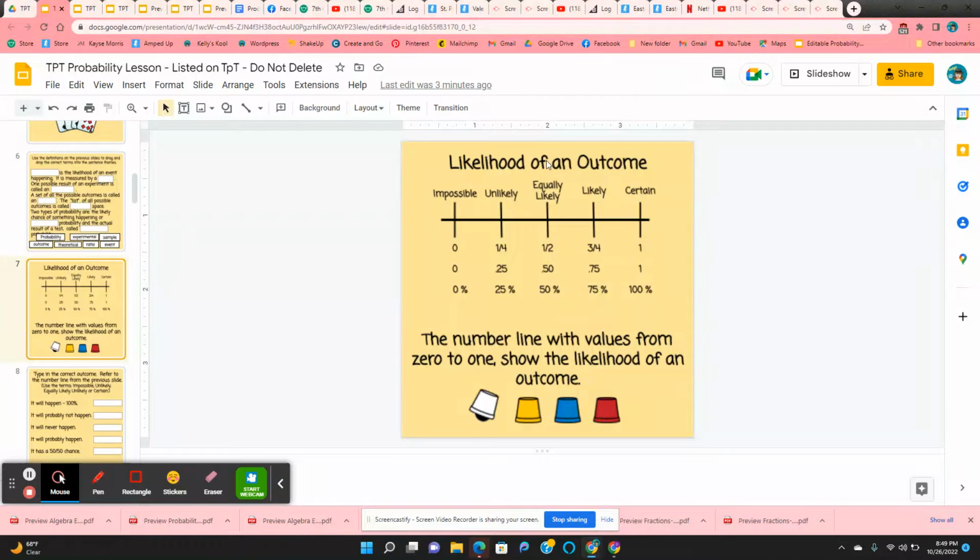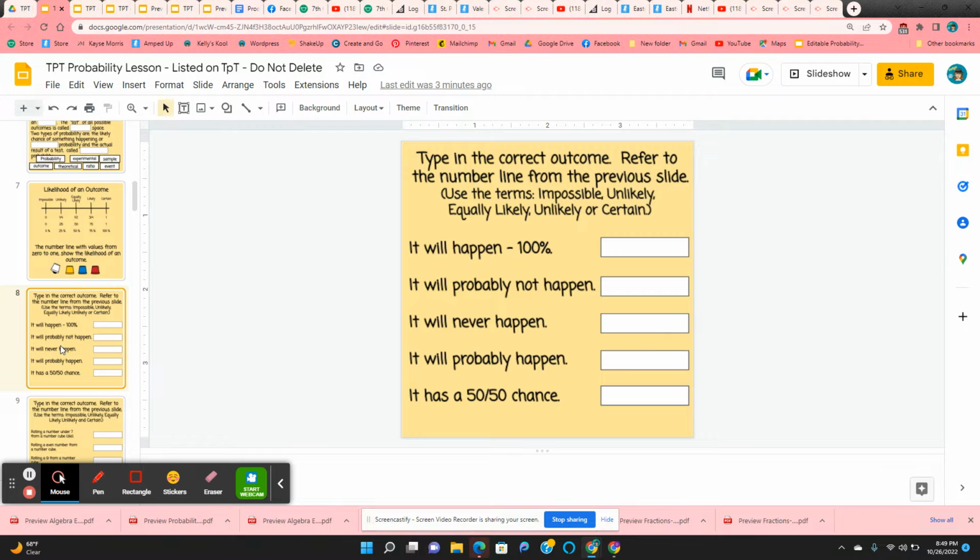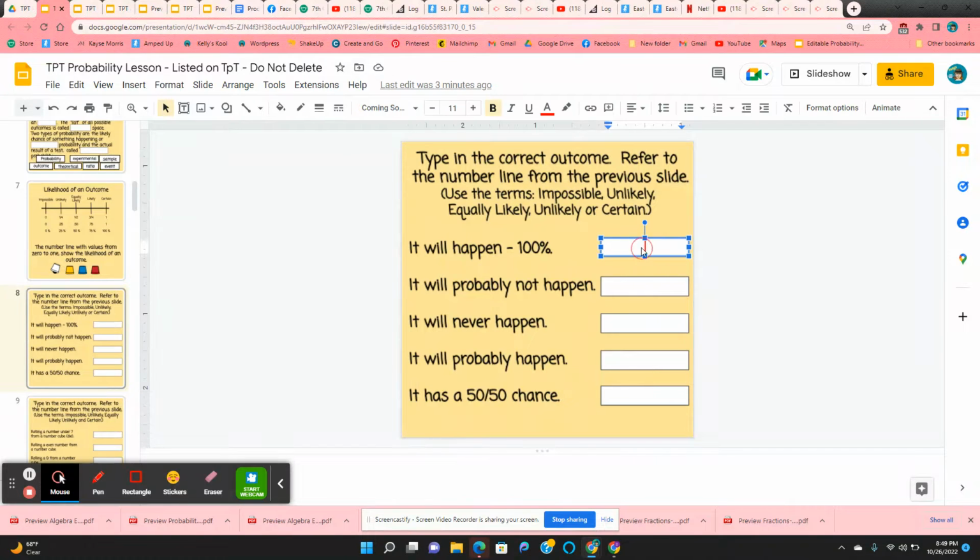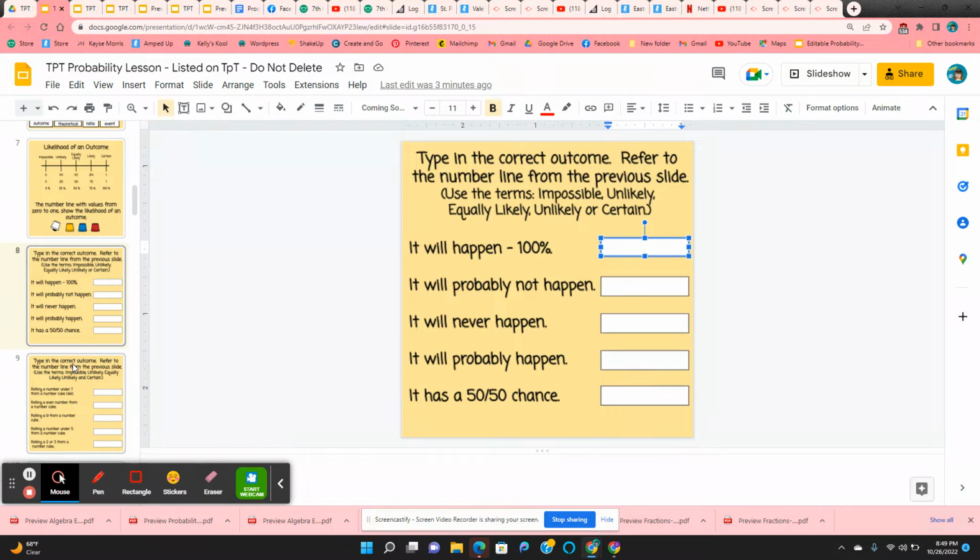Then you're going to teach them the likelihood, and we're going to show how it would look on a number line. Impossible would be 0, unlikely as it would be as a fraction, a decimal, and a percent, and equally likely, likely, and certain. So on the next few slides, they're going to be actually typing in one of these terms: likely, unlikely, equally likely, certain, impossible, on all of these different definitions.